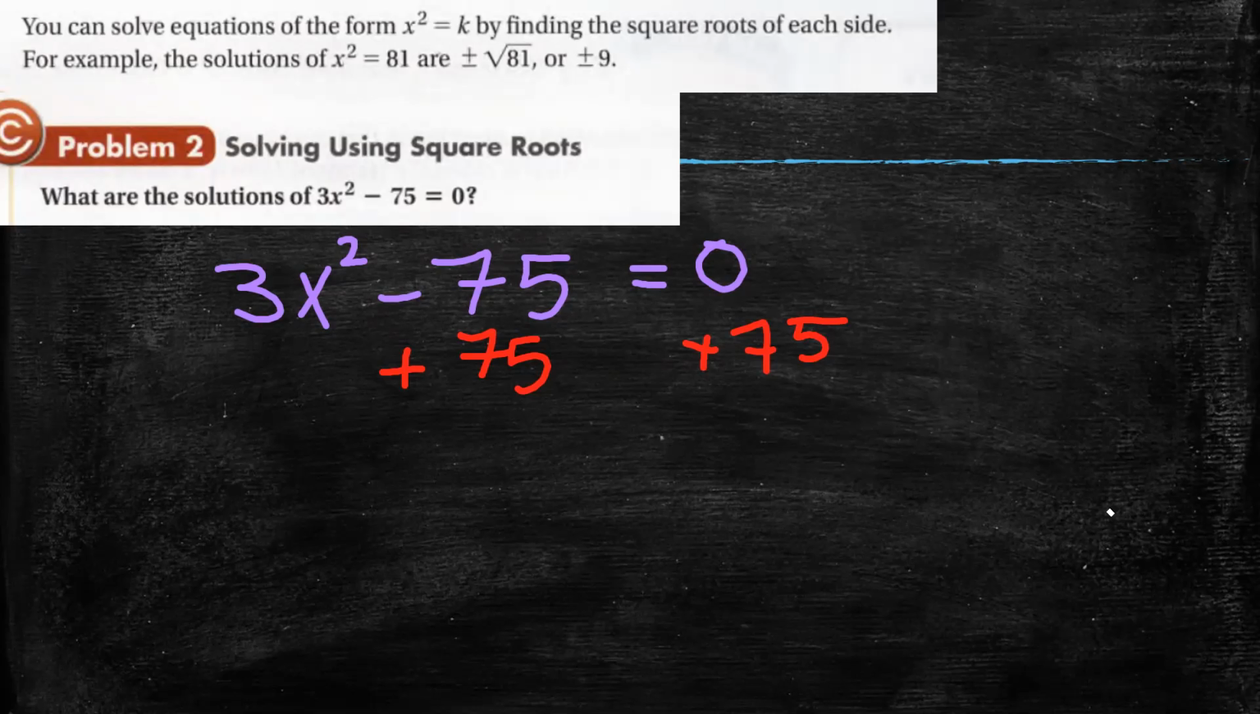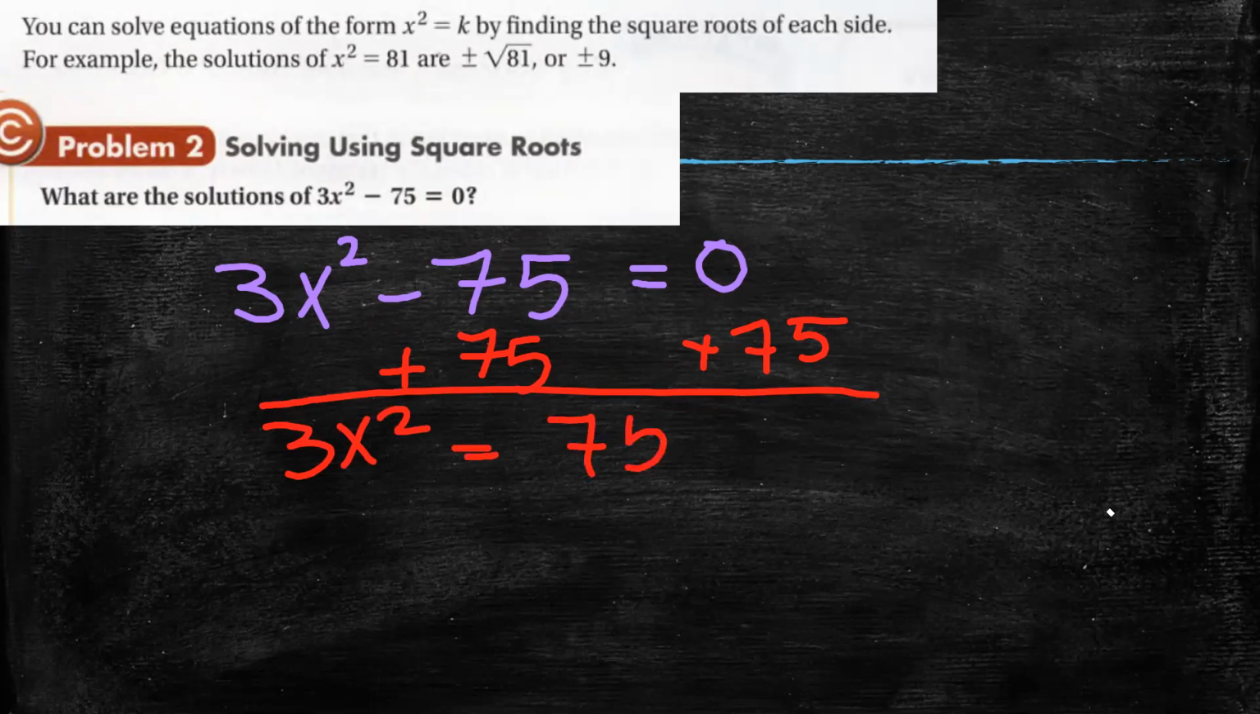Now, after I move them like this, I have 3x squared equal 75. Then after that, I told you I want the variable on one side and the number on the other. But look at x squared. It is multiplied by a constant, by a number. I want the variable only.